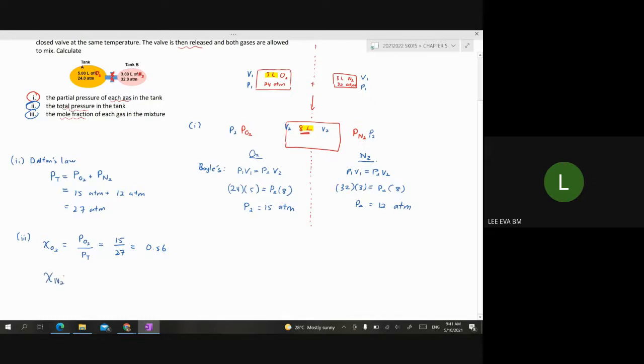Okay, so for the second gas, there are two ways. Either you use PN2 over PT, or you use 1 minus 0.56 straight away, because we know the maximum is 1. So you only have 2 gases, so you can use this method. It will give you the value of 0.44. Using the formula PN2 over PT is also fine.